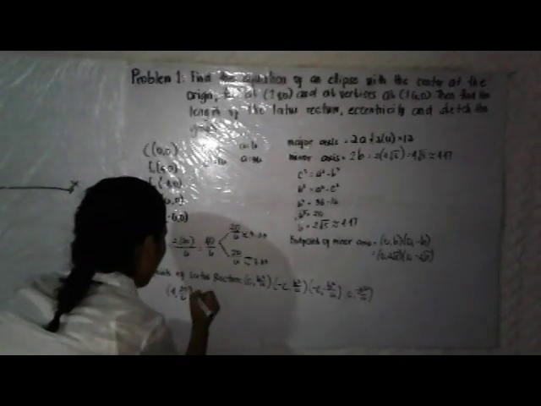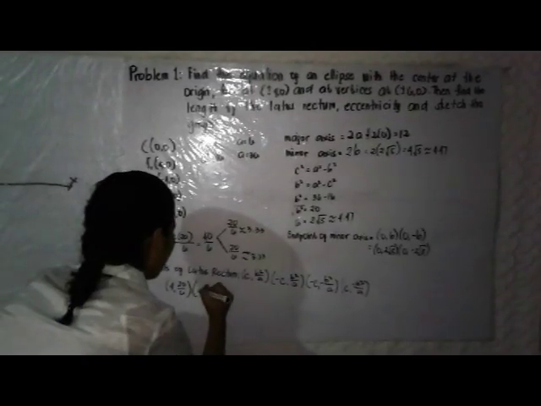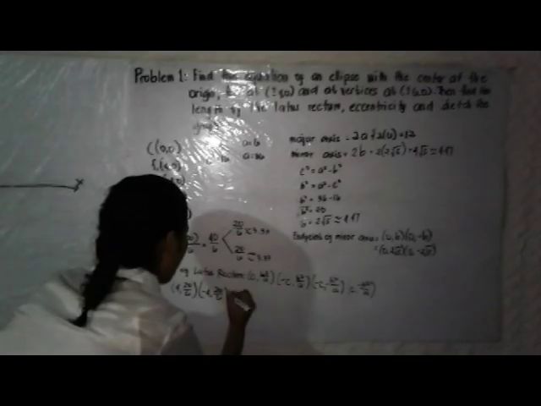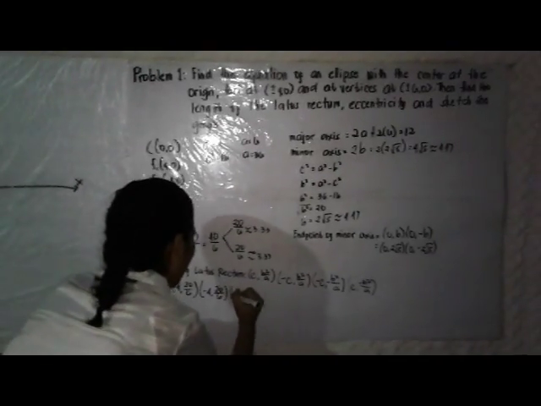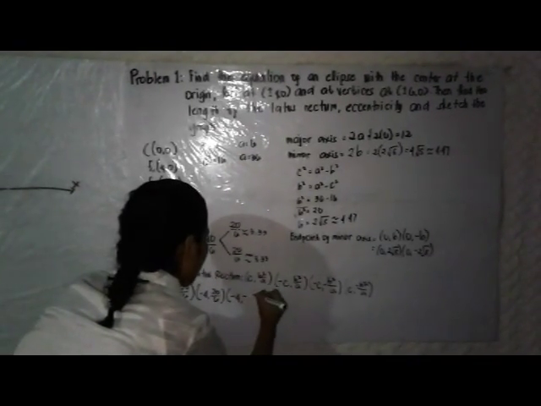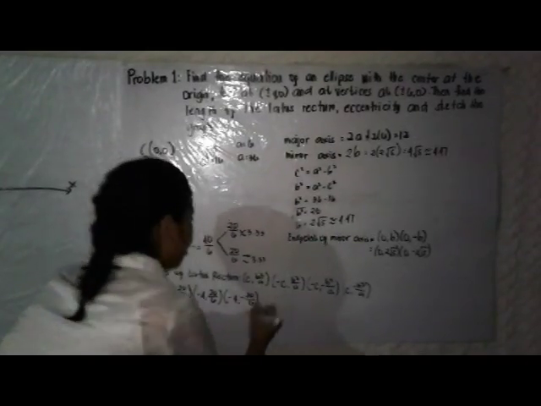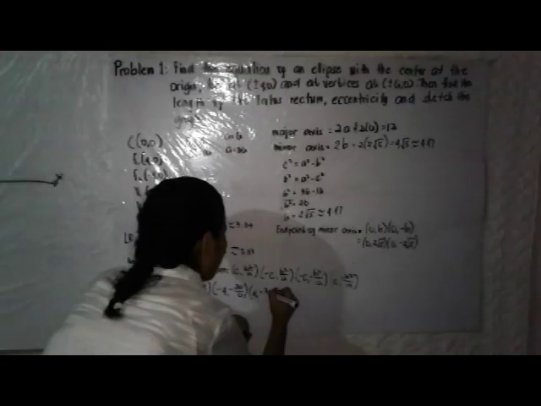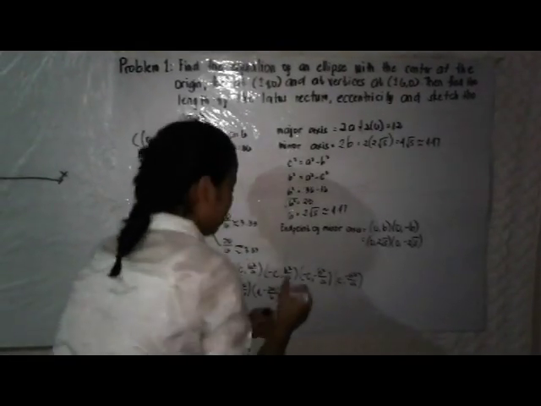So the second one is negative 4 and 20 over 6. The third one is negative 4 and negative 20 over 6. And the fourth one is positive 4 and negative 20 over 6.